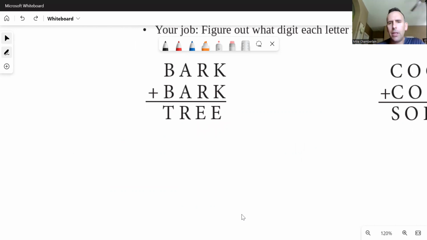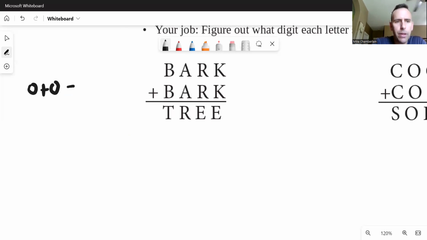Bark plus bark equals tree. Wow. So you'll notice a lot of repeats here. I have K plus K, R plus R, A plus A, B plus B. So it might be useful if I actually knew all my doubles, or at least had a list of them written down. So let me write some down.